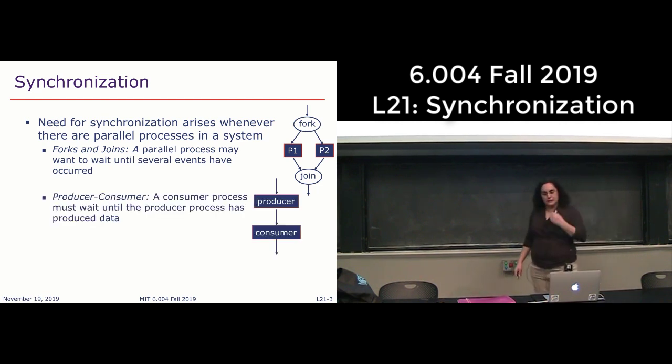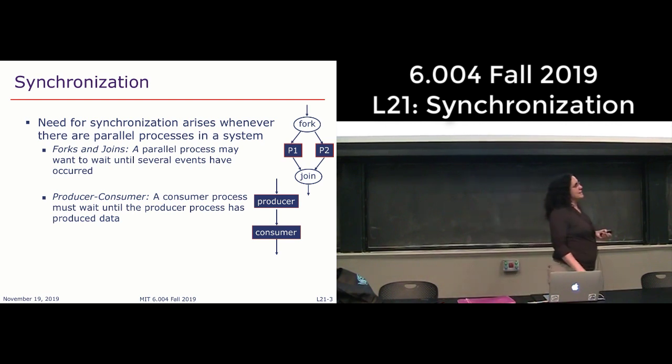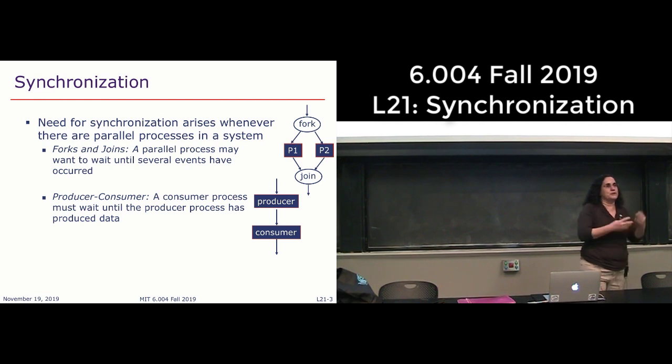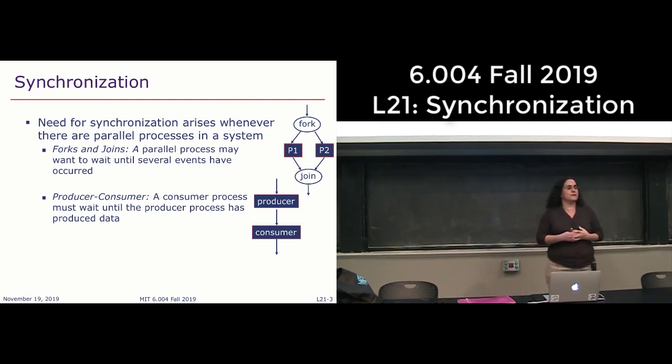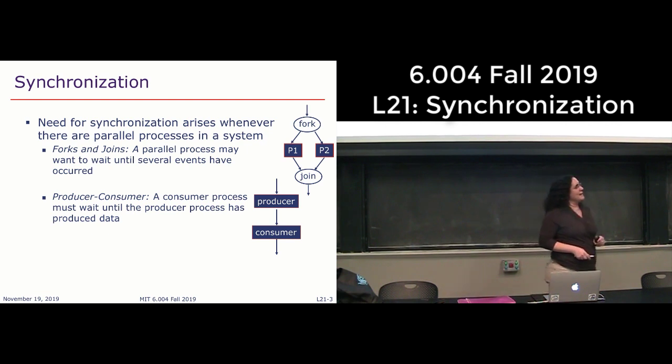Another situation is what we call producer-consumer. Here we have one thread that's producing some value, which the consumer is depending on. The consumer can't begin execution until after the producer has produced what it needs to produce. So once again, we have some kind of precedence constraint. In this case, the producer has to complete before the consumer can run.